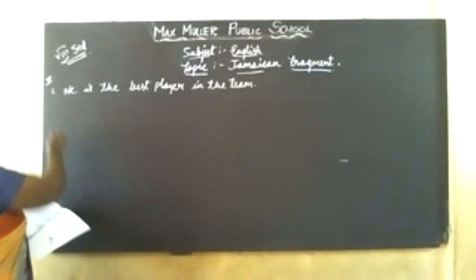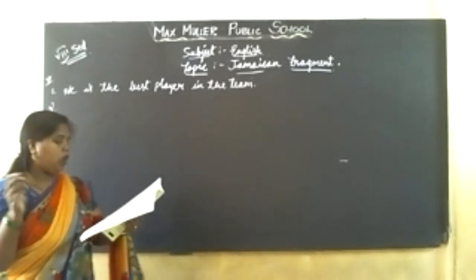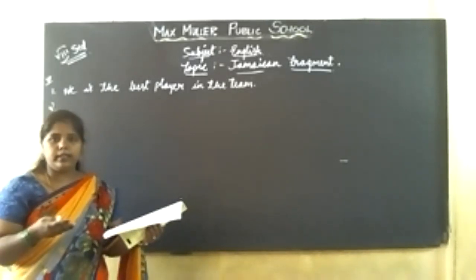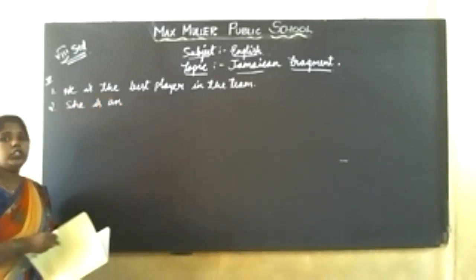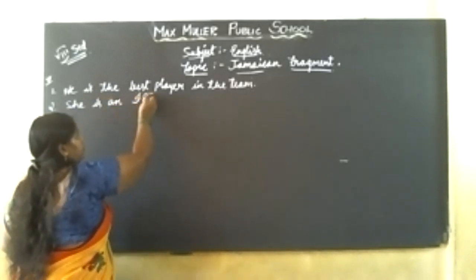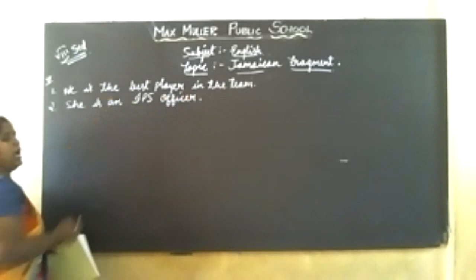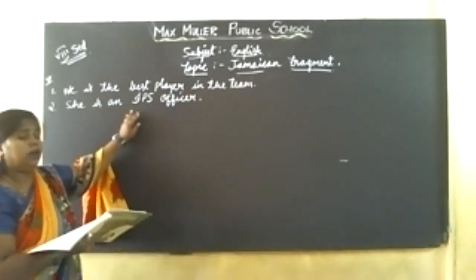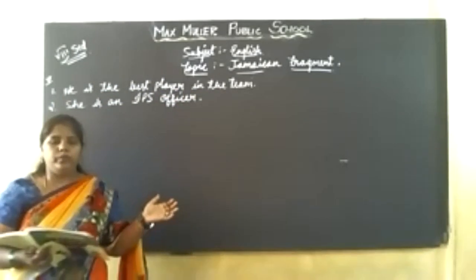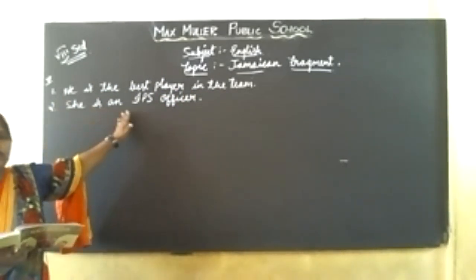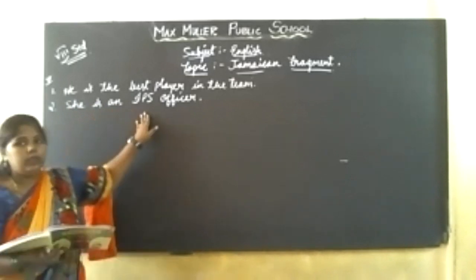Got it? So the next one is, she is IPS officer. Is it correct? No. What do you have to use? She is an IPS officer. See here, an. Before the I word starts, we should use an there. It begins with a vowel sound. So before a vowel sound, we have to use an there. So here, she is an IPS officer.